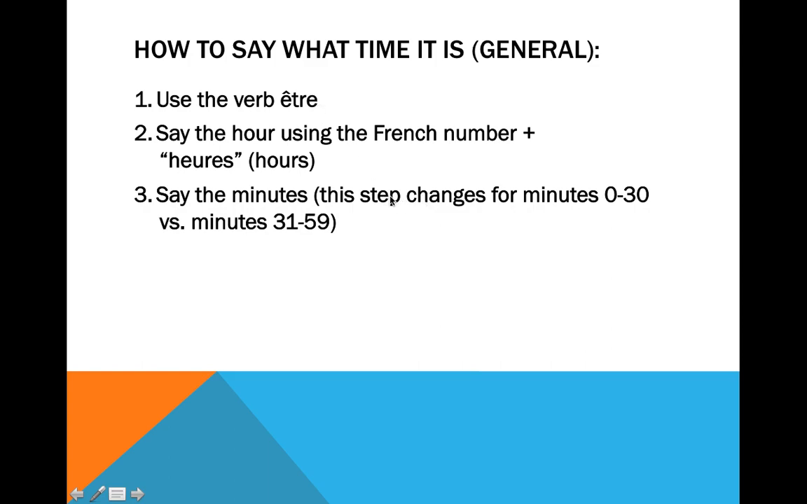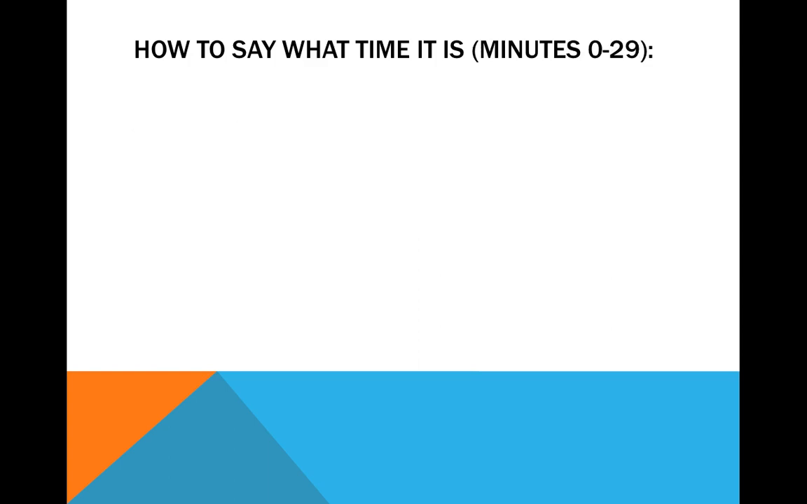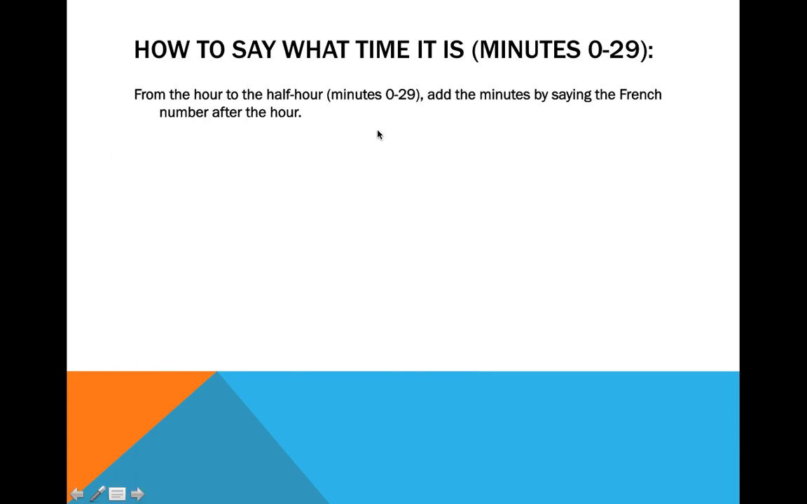And this is going to change depending on whether you're talking about the right half of the clock, minutes 0 through 30, or the left half of the clock, talking about minutes 31 through 59. So let's start with how to talk about the minutes for 0 through 29. For that, you just add the minutes after the hour by saying the French number after the hour.